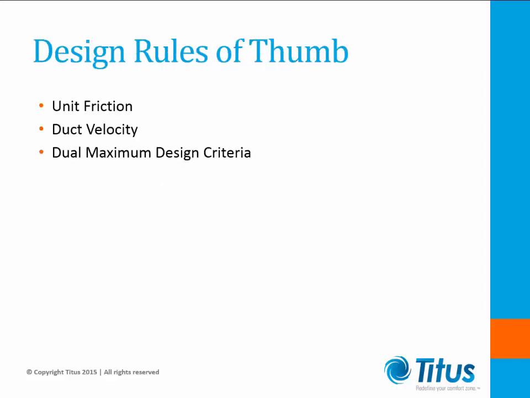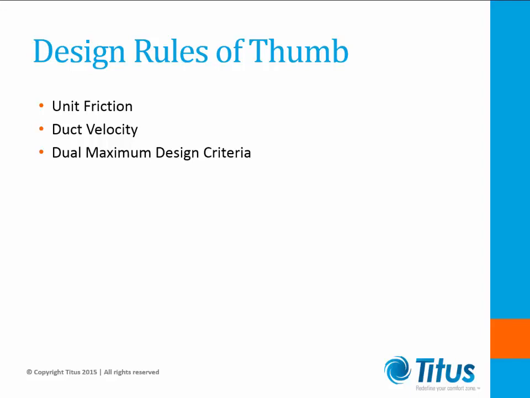Let's look at our design rules of thumb. The design rules of thumb for duct sizing revolve around two parameters: friction loss and velocity. Most design offices employ a dual maximum design criteria. In large ducts, the velocity will govern the size of the duct. As the duct decreases in size, static pressure will take over and be the governing factor. Depending on your office criteria, there is a changeover point, but it will change depending on those criteria.